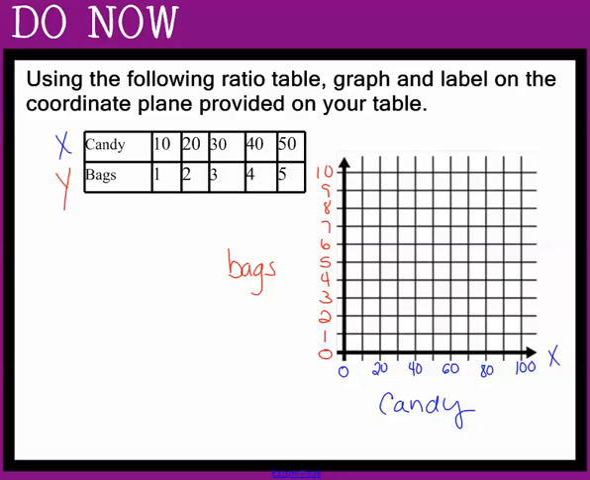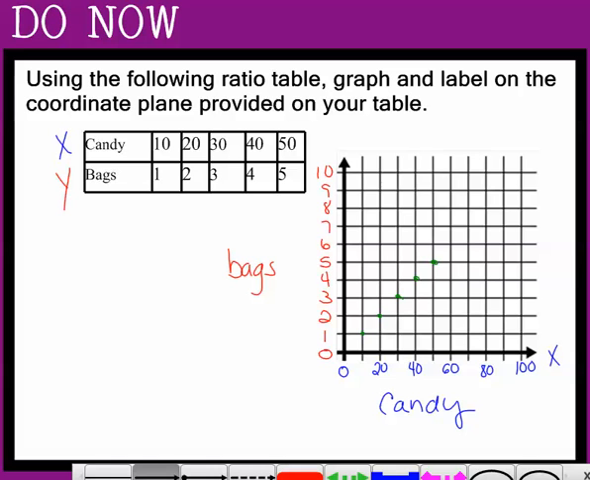And then let's do a little bit of plotting. For every 10 candies, we have 1 bag. 20 is 2, 30, 3, 40, 4, 50, 5. The nice thing about graphing is, while we only have 5 pairs of data in a table, we can plot those and then continue the line and predict what will happen with larger bags or larger numbers of candy. Okay, so that's what your graph should look like.